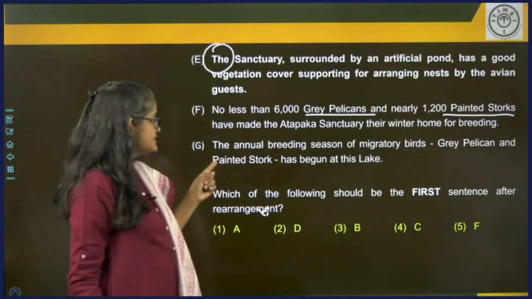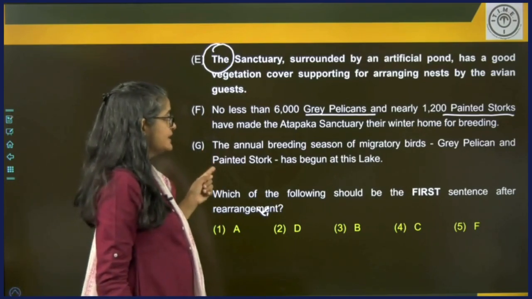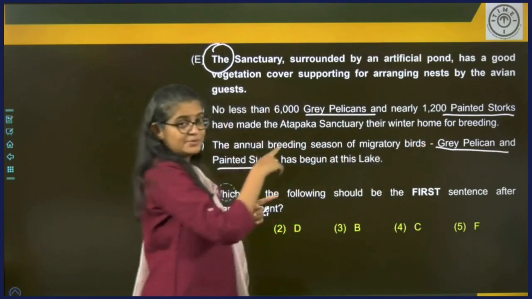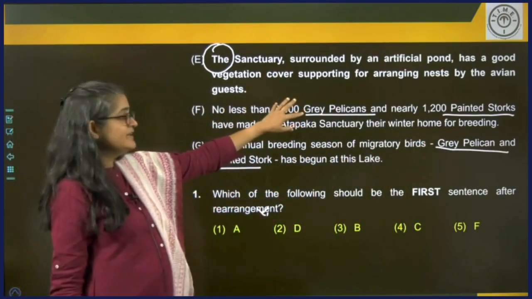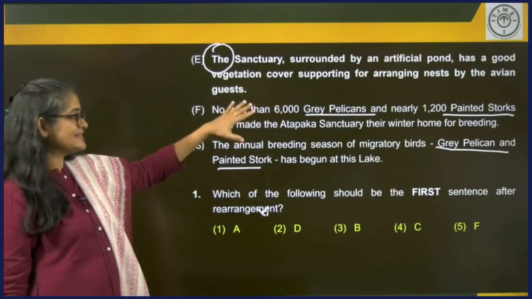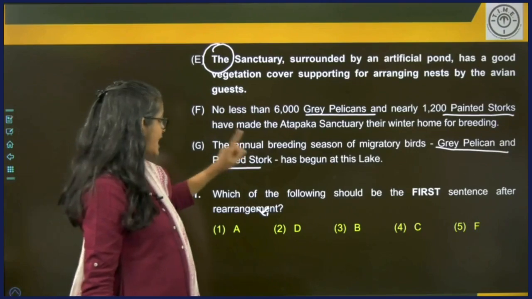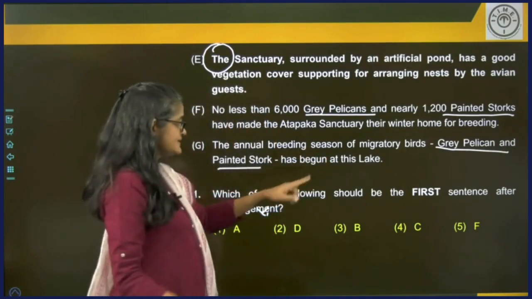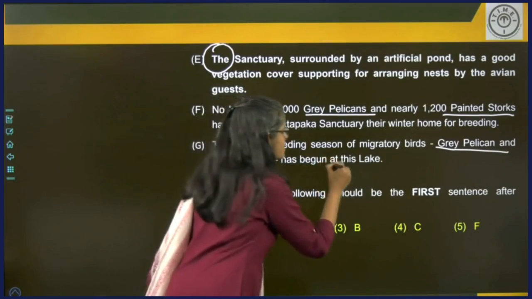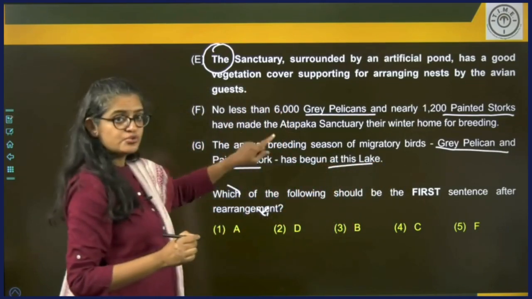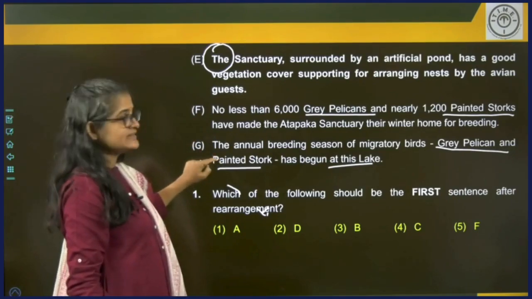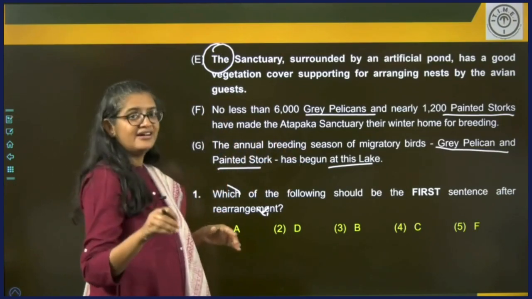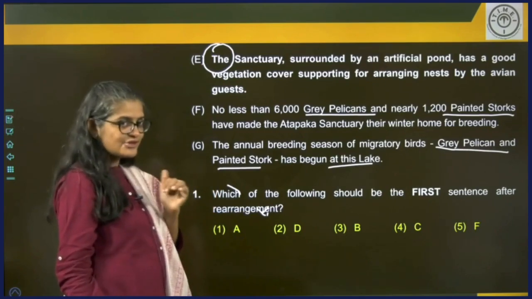The annual breeding season of migratory birds, grey pelican and painted stork. Okay. So, now this is the sentence which introduces these species. This sentence mentions the more specific facts about these two species. The annual breeding season of migratory birds, grey pelican and painted stork has begun at this lake. So, this lake refers to the Kolleru Lake, and here the two species are being introduced in this sentence. F will come after G because it gives more specific data about those species. This much we have understood.